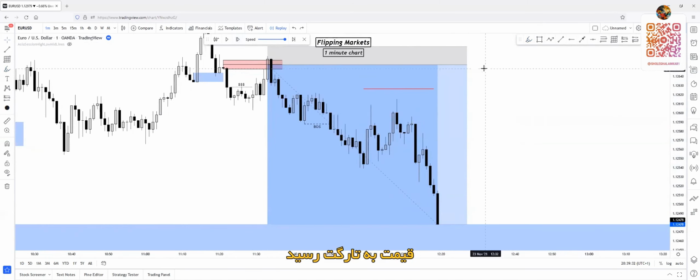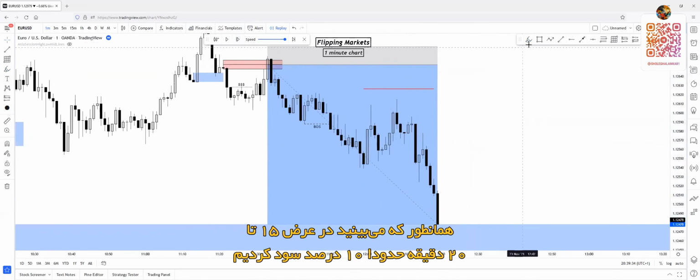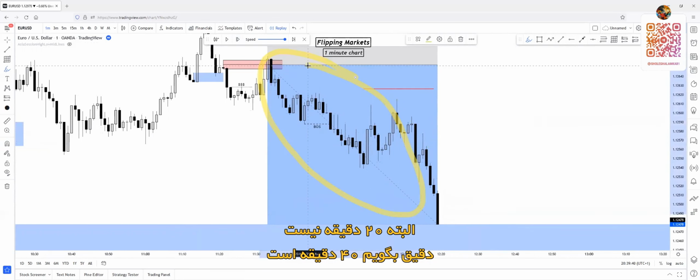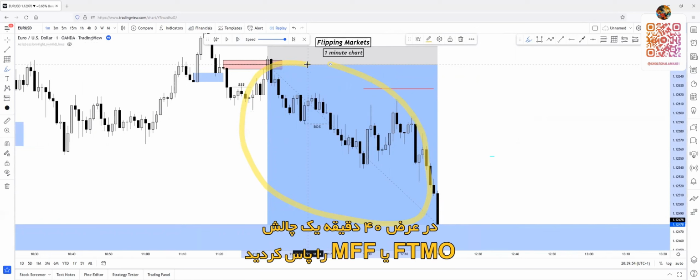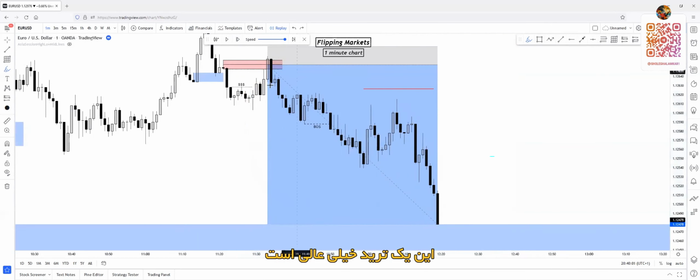And our TP did hit. So as you can see, we just booked almost 10% in maybe 15 or 20 minutes. So this was just a 20-minute trade. Actually, from 33. Okay, not a 20-minute trade, 40-minute trade. But in 40 minutes, we booked almost 10%. This is huge. In 40 minutes, you completed a whole FTMO or My Forex Funds challenge, right? This is a huge trade.